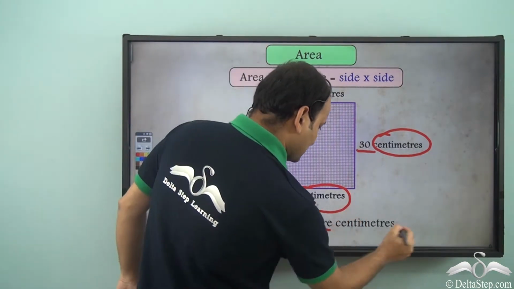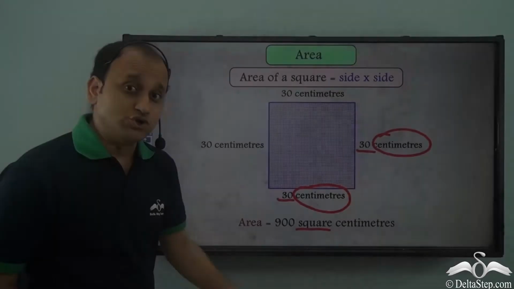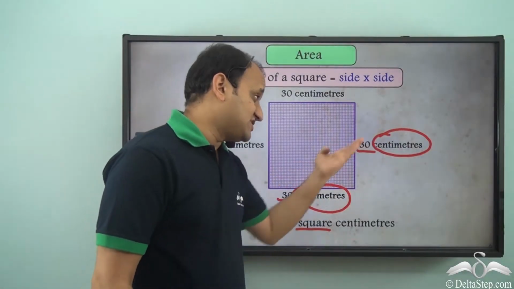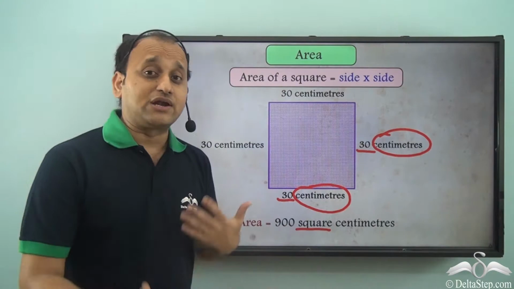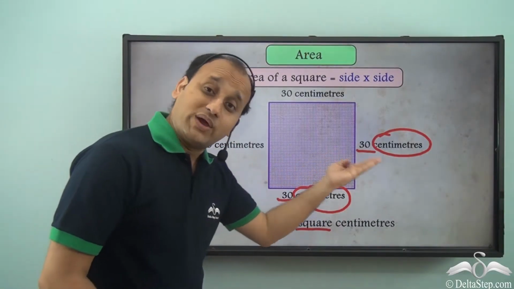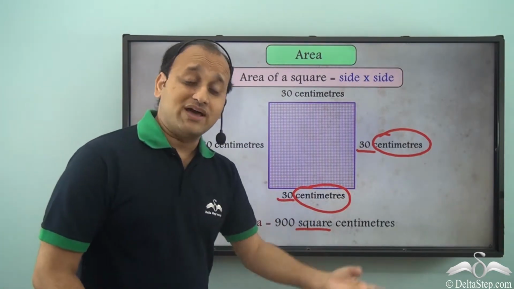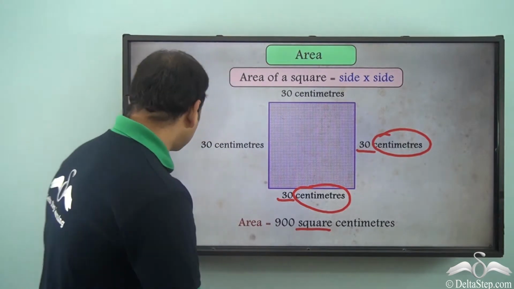So in this case it was centimeters. So whenever you calculate area, you basically multiply two values of the same unit. So whenever you calculate area, the final unit is always in square units. So square centimeter, square meter, square kilometer, and so on.